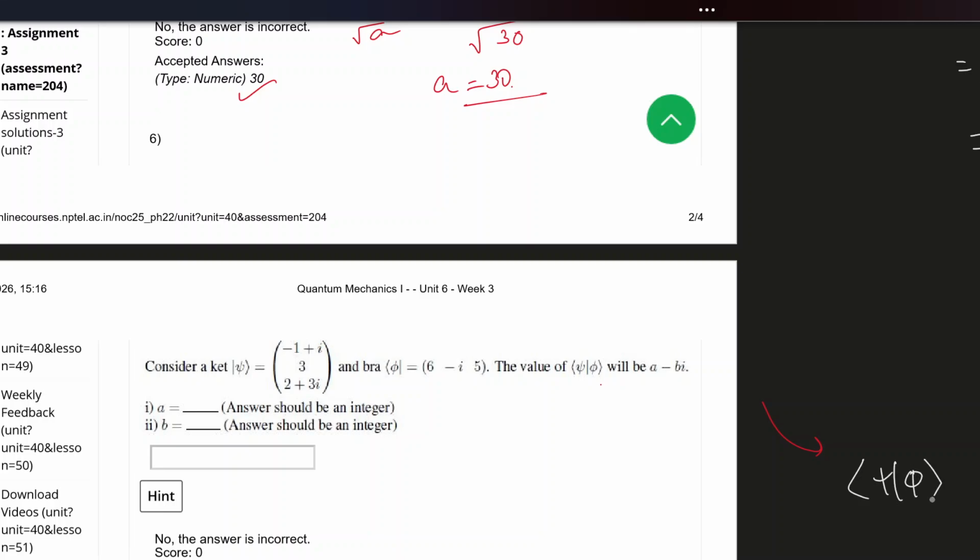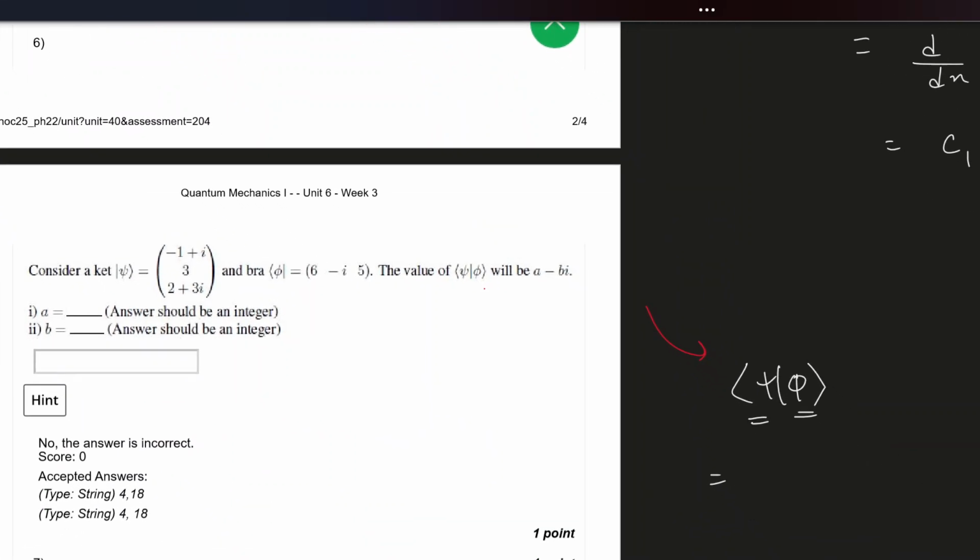Psi phi, here psi is in a ket notation and phi is in a bra notation. So in the question, psi is given in the bra notation, so you have to change it to a ket notation. That means you have to take the complex conjugate transpose of this, minus 1 plus 3i, 3, 2 plus 3i. First transpose, make it a row, and then the complex conjugation changes this sign as well: minus 1 minus i, 3, 2 minus 3i.